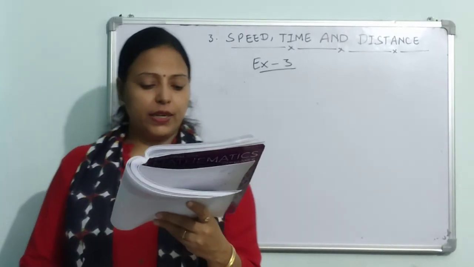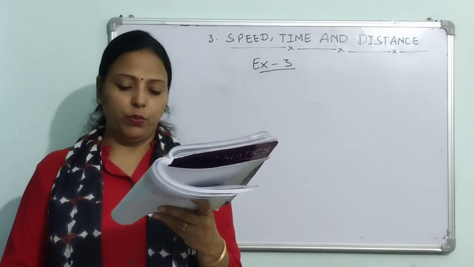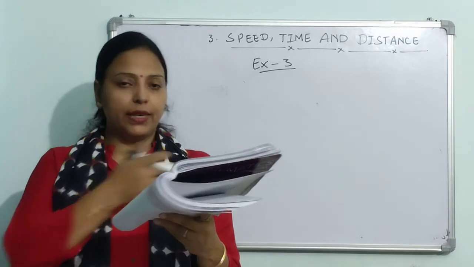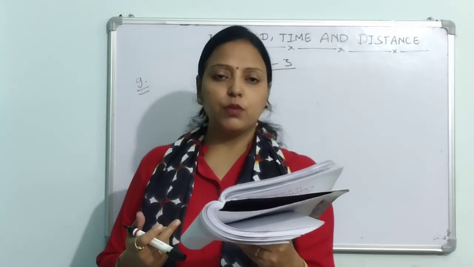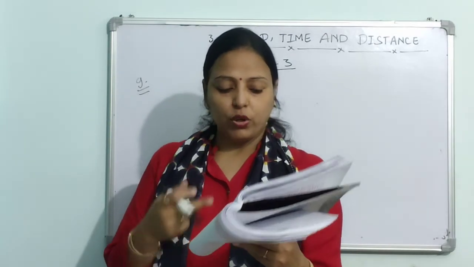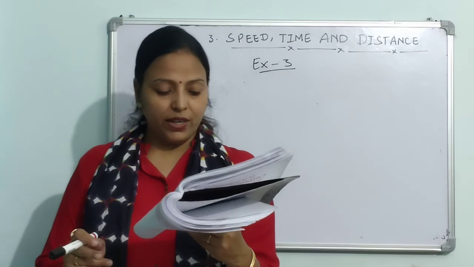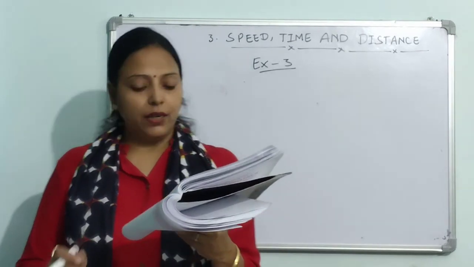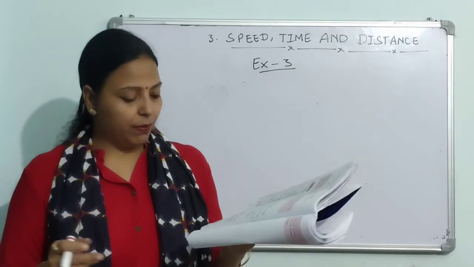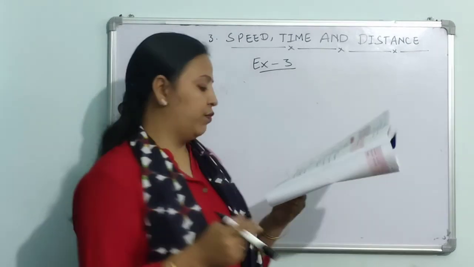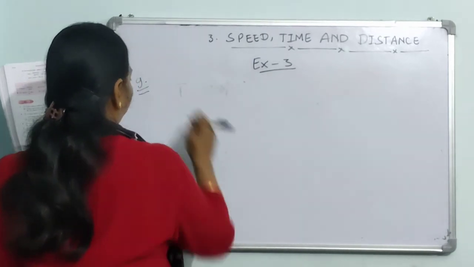A train takes 6 hours to complete a journey at a speed of 72 km per hour. How long will another train take to complete the same journey if its speed is 15 meters per second? Again, this question is given in two parts. From the first part you will calculate the distance, and then you will calculate the time it will take to cover the same distance. So first we will note down what is given. Time is given as 6 hours.